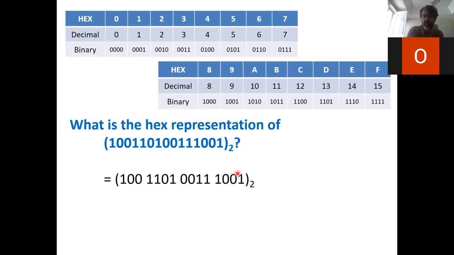So group them in a group of 4. This guy is not a group of 4. It's the last guy, right? You don't have a guarantee that a bit string is always a multiple of 4, right? But no matter, you can still always group them from right to left.